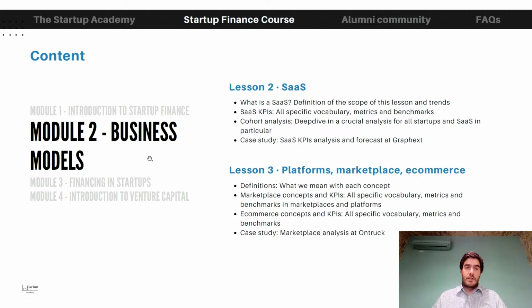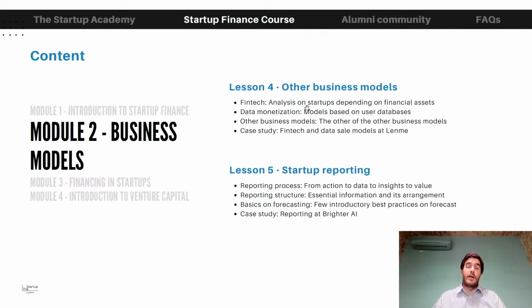Then we have 3 lessons, 4 you can consider, on business models. A deep dive on SaaS. Another one on platforms, marketplace, and e-commerce. Another one on other business models, because to be honest, in startups, you always need an other, and many times the business model itself is the novelty. And one that I always thought would be one of the boring ones that people wouldn't want, which is startup reporting. And in the end, it always has very good feedback, because I think it's very useful for many people to understand the reporting of a startup and how it should go.